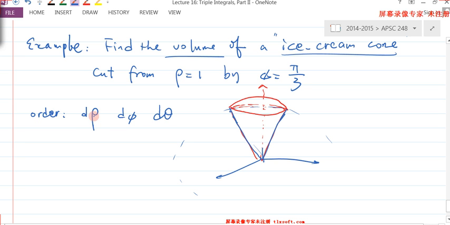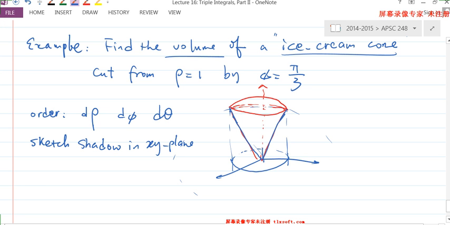When we do d rho, d phi, d theta, we need to sketch the shadow in the xy plane, because that's going to help us find the limits for theta. Theta is defined in the xy plane. In this particular case, this is the cone, so the shadow has to be the intersection right here. And that intersection happens to be a circle. Let's worry about the radius of the circle next. But in this case, you don't even need to figure out the radius of the circle, you'll see why. That's the shadow though, you know the shadow is basically a disk.